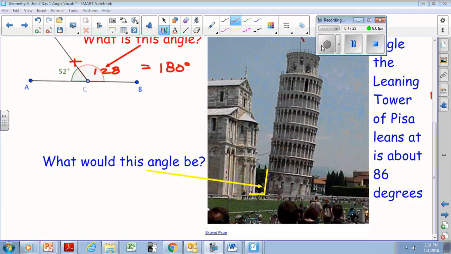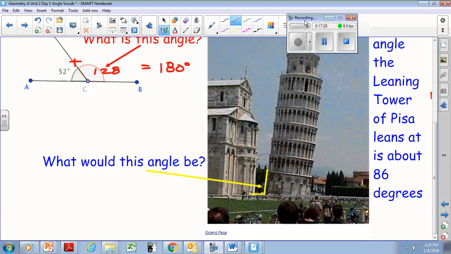This one is a little different than that. All right, so here we go. 86. There it is. So the Leaning Tower of Pisa in real life. If you go to Rome, look at the people. There they are, watching from behind the little railing. This leaning side is 86.